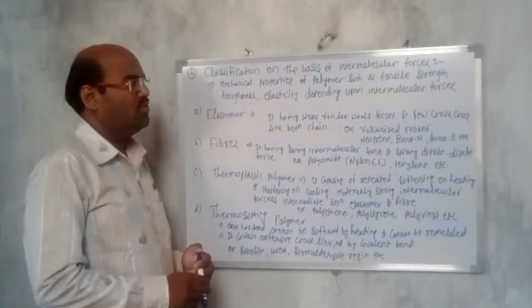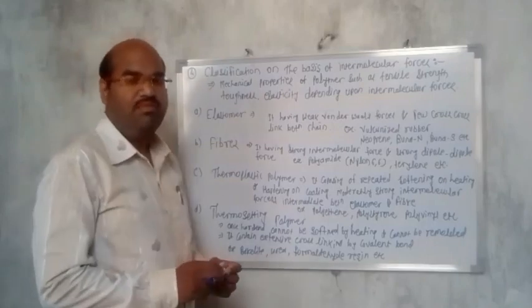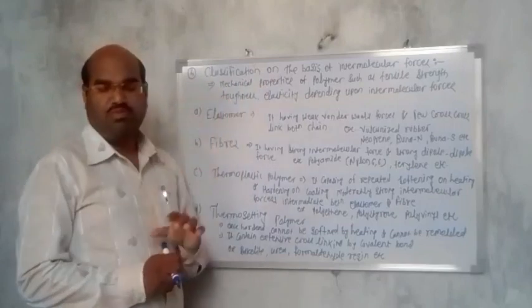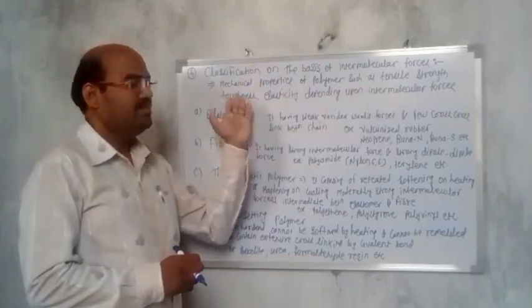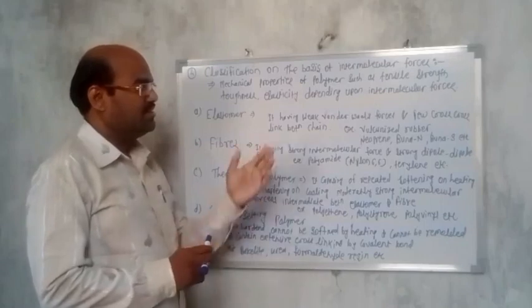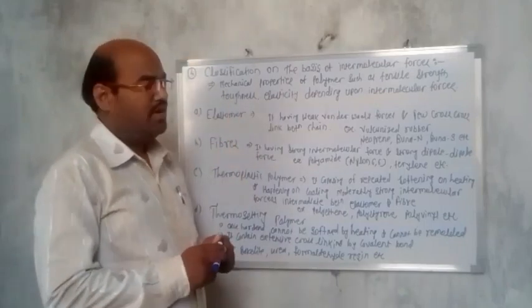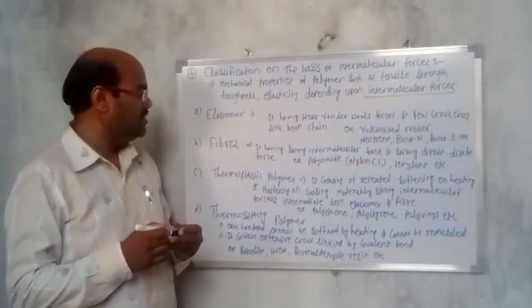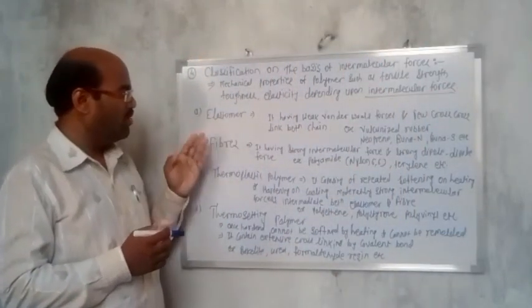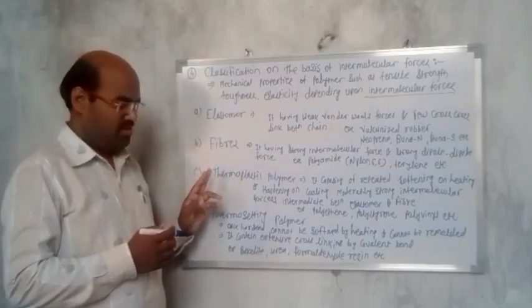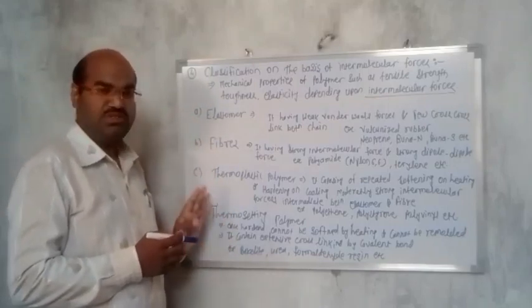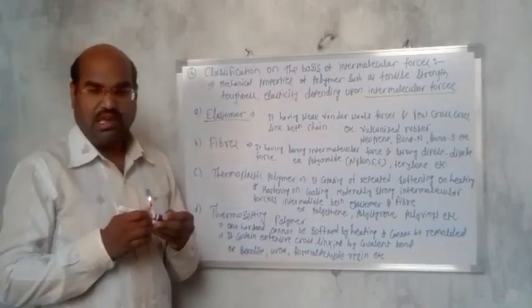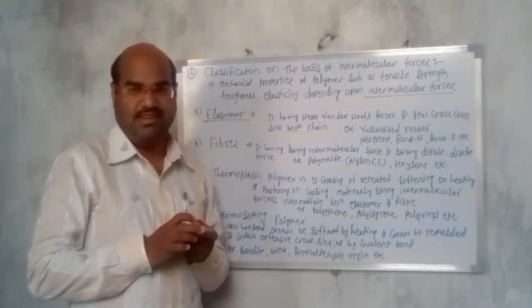Classification on the basis of intermolecular forces. The mechanical properties of a polymer, such as tensile strength, toughness and elasticity, all depend on the intermolecular forces. According to this classification, polymers are of 4 types: elastomer, fiber, thermoplastic polymer and thermosetting polymer. The first, elastomer. The elastomer property is elasticity.